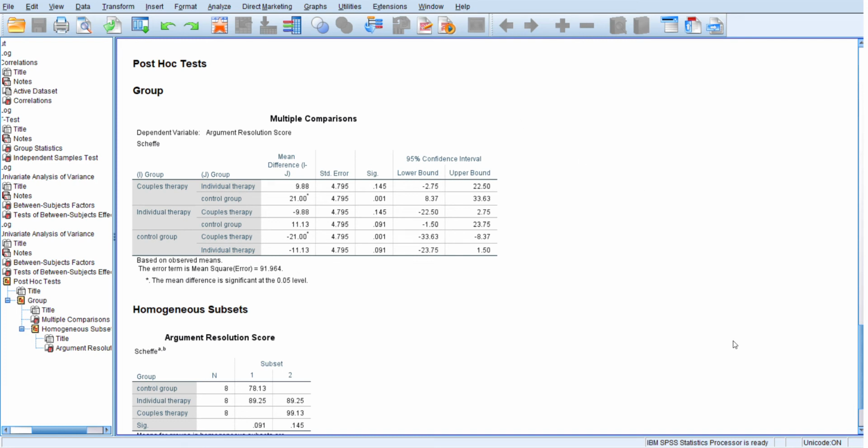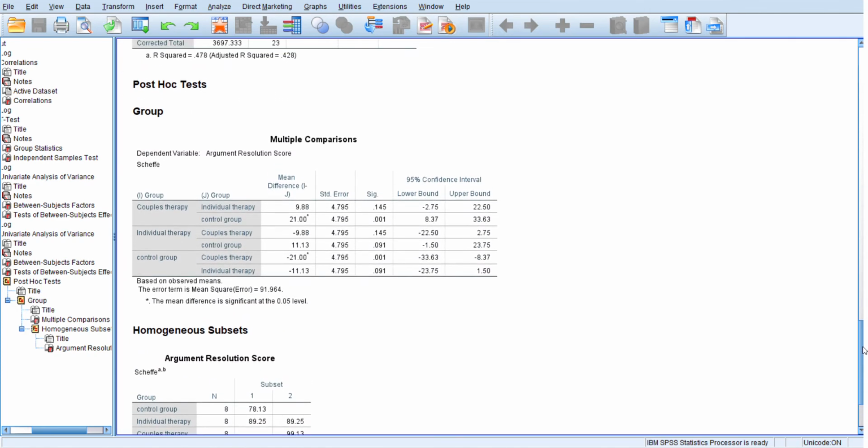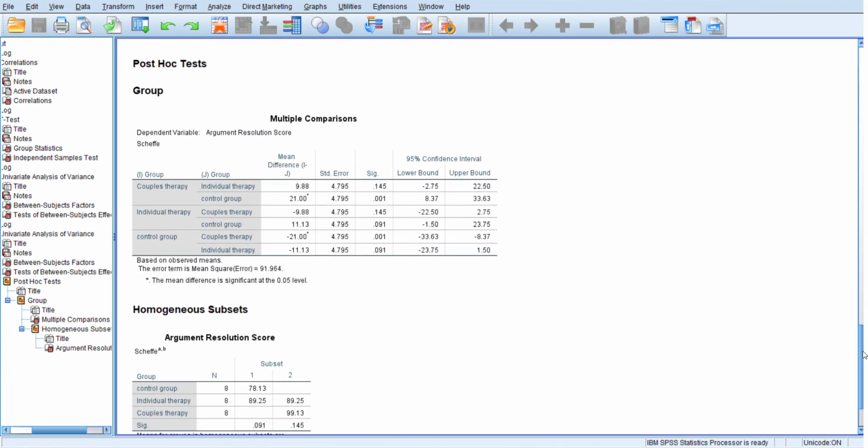Okay, so now we're going to talk about writing results for post hocs. For post hoc, we found with our ANOVA that it was significant. Now we're going to scroll down and look at post hoc, and I've already run them, so we're not going to work through running them. This is just for writing results.